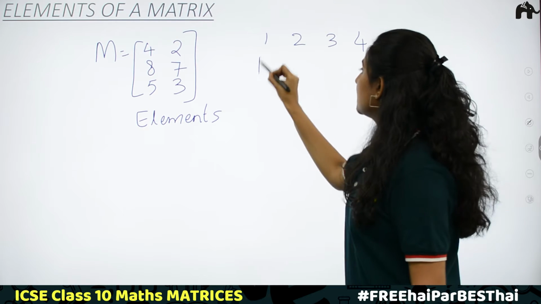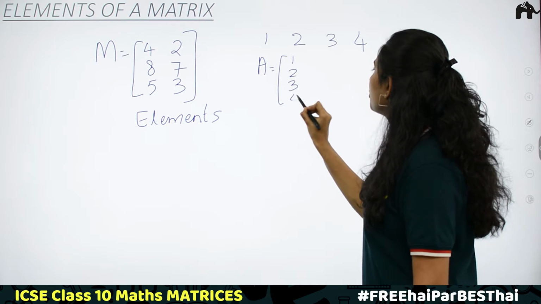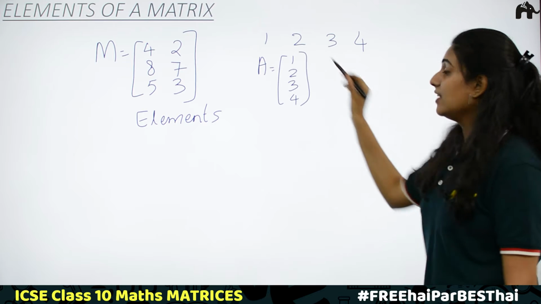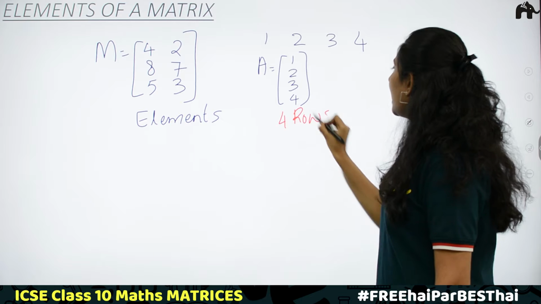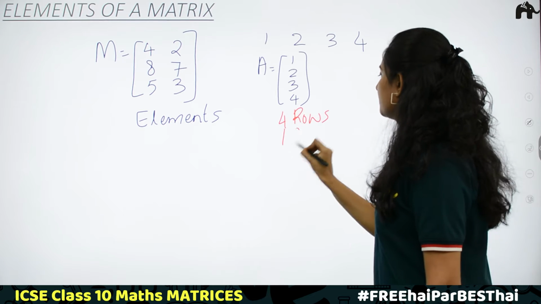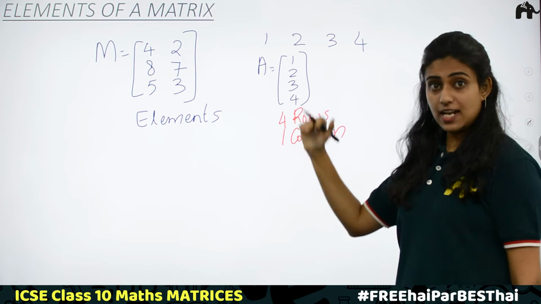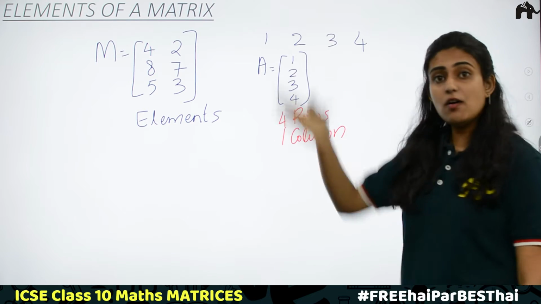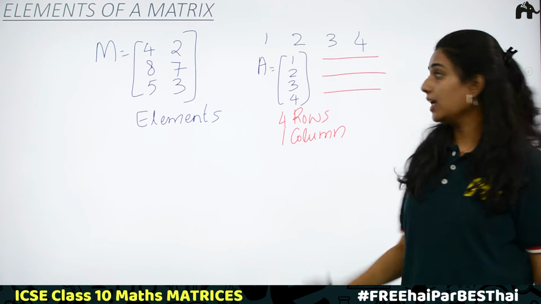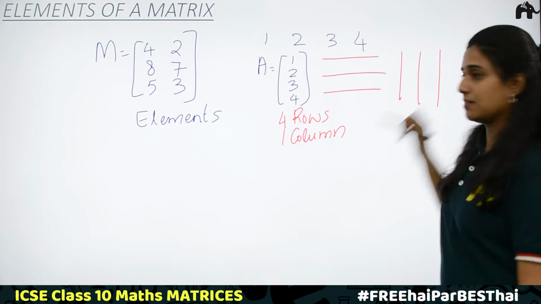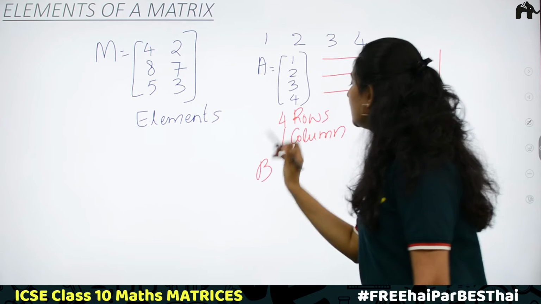I am taking a matrix A. A is equal to 1, 2, 3, 4. Here what is the case? We have 4 rows and 1 column. Rows, they are horizontal, and columns, they are vertical. Remember, these are rows. These are columns. Now, the same matrix can be represented in a different form.